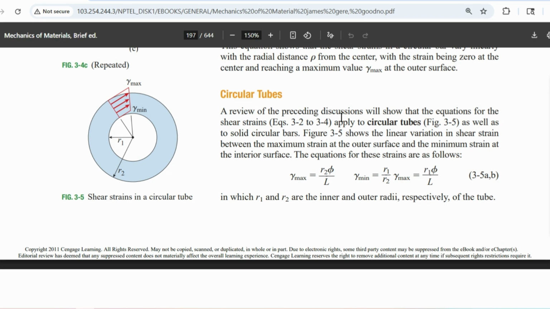A review of the preceding discussion will show that the equations for shear strains apply to circular tubes, as well as to solid circular bars. So this angle gamma max is always going to be max, and it's pretending like you do have material at the beginning. And that's the same thing as making this and then throwing this, and then here's your square of 4 molecules. You can only shear them so much.